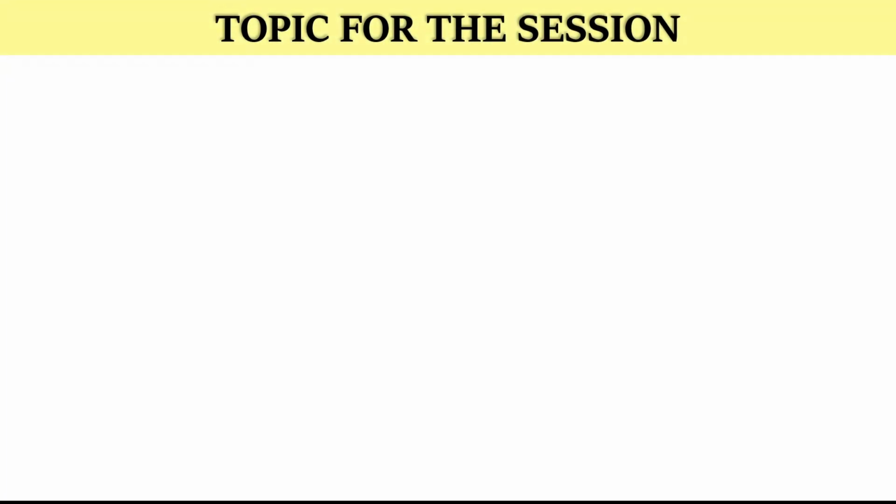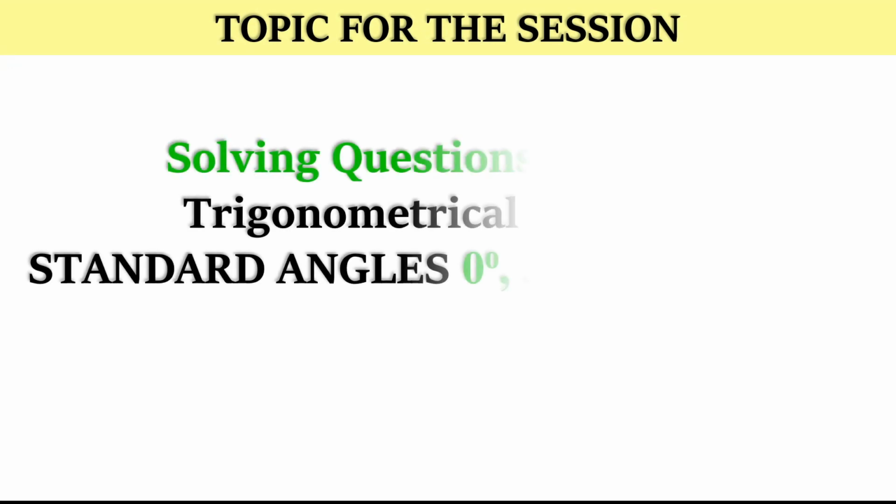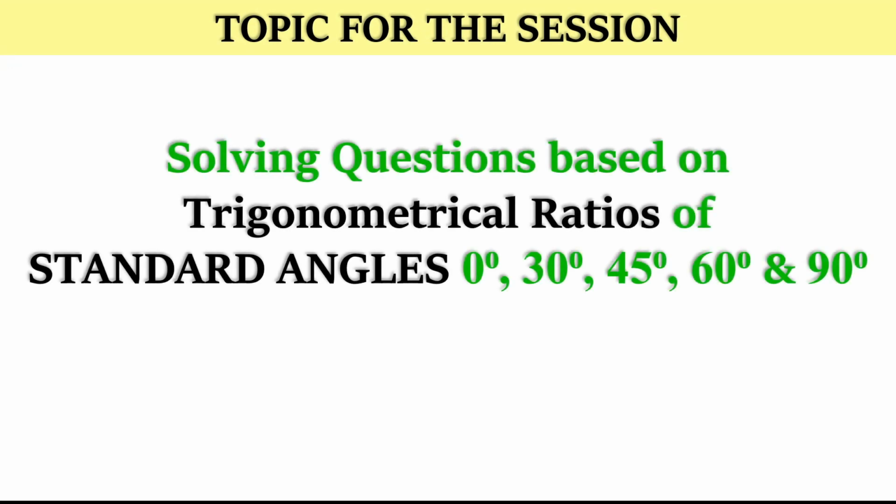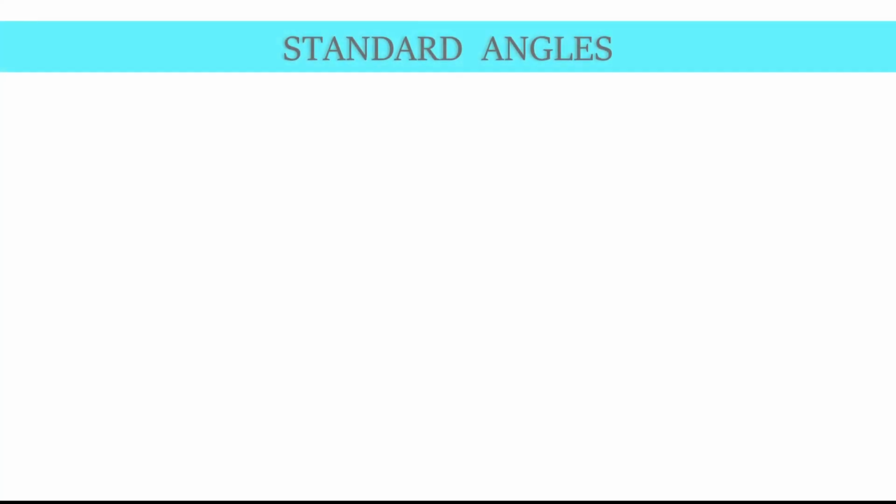So the topic for today's session is, as you all know, solving questions based on trigonometrical ratios of standard angles, and the standard angles are those 5 only: 0 degree, 30 degree, 45 degree, 60 degree and 90 degree. So all the angles which will come in the questions that we will solve will have only standard angles. So here we have the first question.